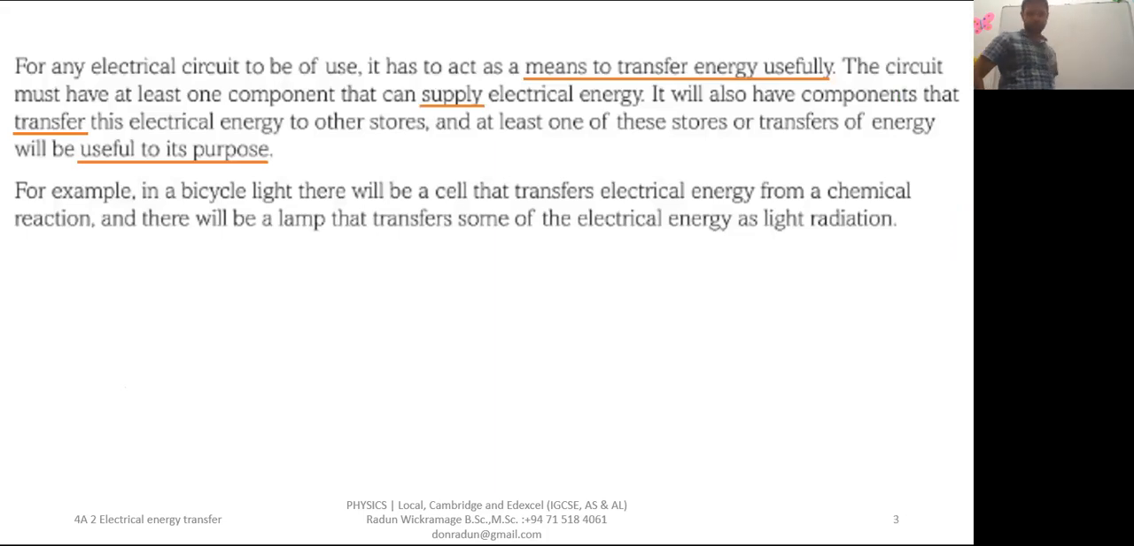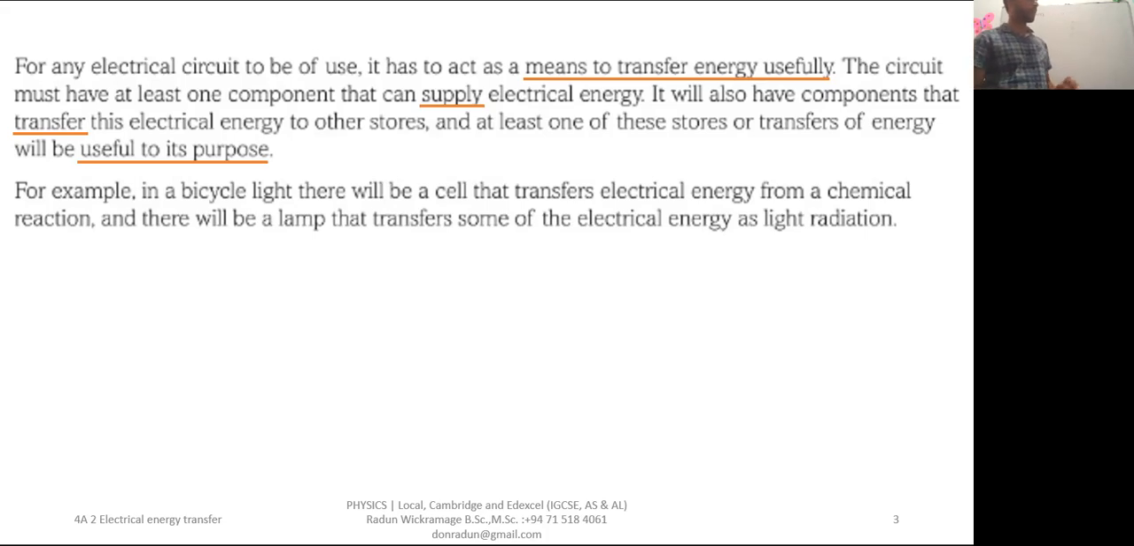Right, so there is an introduction in your student book. Any electrical circuit to be used has to act as a means of transferring useful energy. Just like any kind of energy transaction, when you are working, the work done is transported from one place to another, right? You do that work using your chemical energy. Again, you can go back to the sun, which is providing us the energy. So that is useful work.